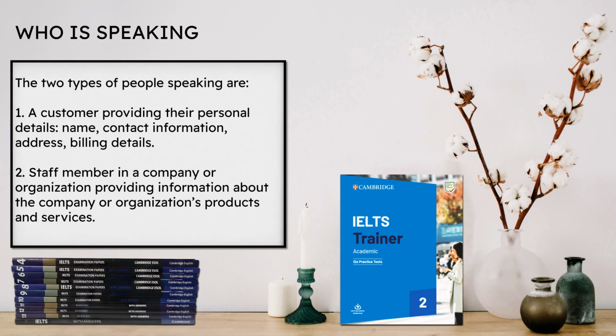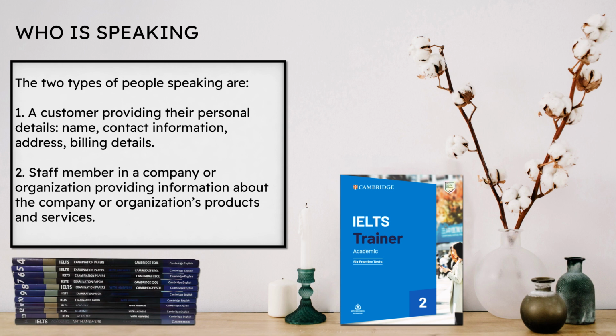This helps us to remember who is speaking in section 1, and it's always these 2 types of people. One person is a customer. They always provide information about their personal details, such as their name, contact information, address, and billing details. The other person is a staff member in a company or organization. They always provide information about the company or organization's products and services and related details such as pricing and delivery arrangements.